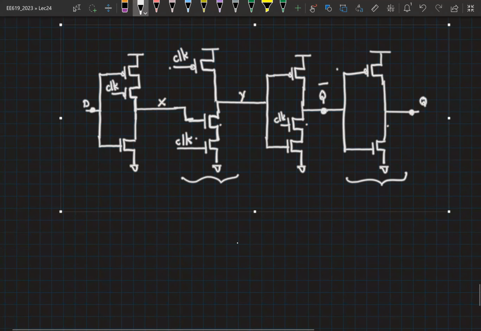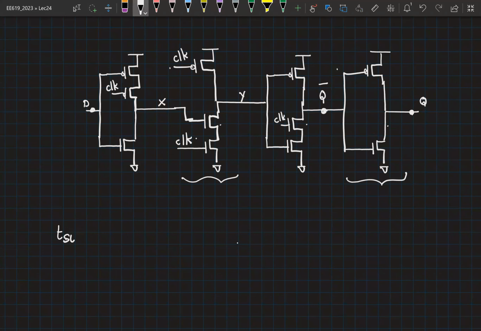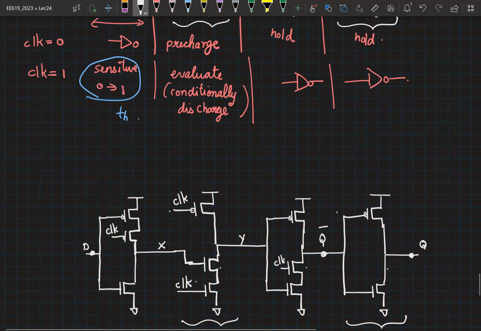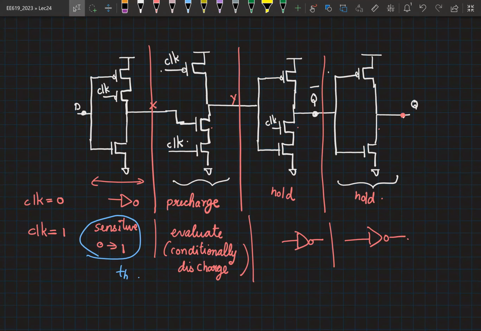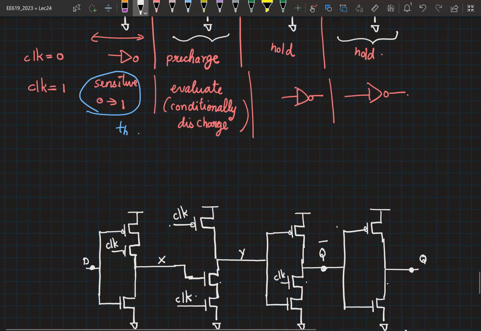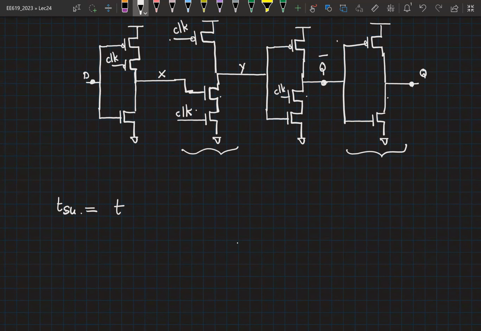So let us start with the setup time. Based on this, can you tell me what stage has to be set up correctly? Which of these outputs, X, Y, Q bar, Q, has to be set up correctly so that after the rising edge, the data propagates till the output? Is it Y? Y is in pre-charge phase when clock is equal to 0. There is no concept of setting it up before the clock edge. Before the clock edge, it is always pre-charged to VDD. So it has to be X, right? So I'll simply write my setup time as the time taken for the data to go from D to X.